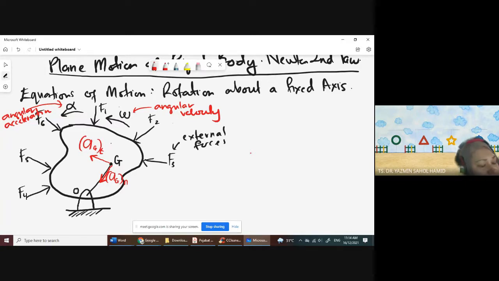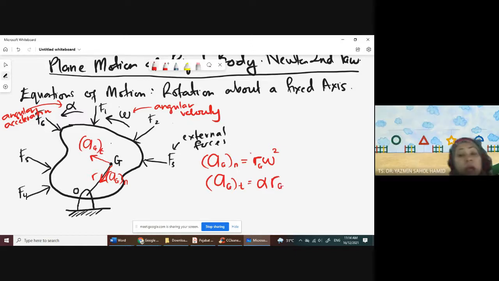So that is the normal and the tangential components. The normal component, AGN, is equal to what? R omega squared, where R is with respect to G, so this is your R, the radius. And AGT, what is the formula for AGT? It is alpha R. Remember? Don't forget.